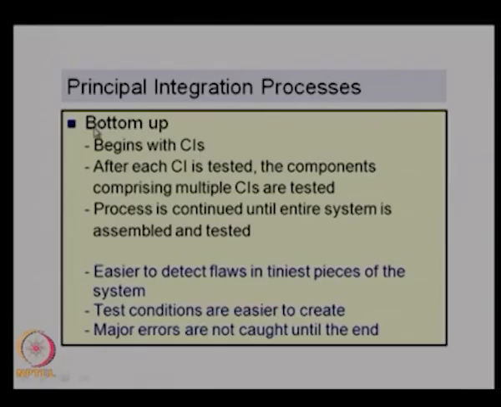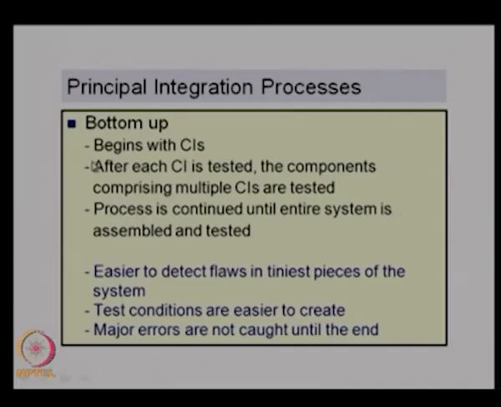So, this is the bottom up approach. It begins with the configuration items, and after that each configuration item is tested. So, we do the testing of configuration items initially. Each CI is tested, then the components comprising multiple CIs are tested. So, we do the individual testing and then go for the components with multiple CIs, and then it is continued until the entire system is assembled and tested.